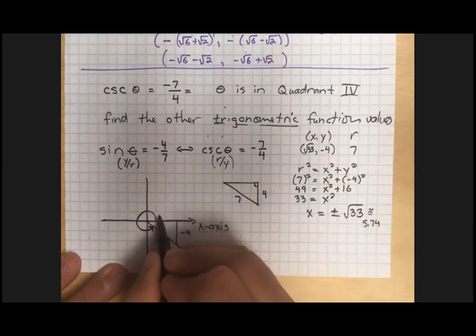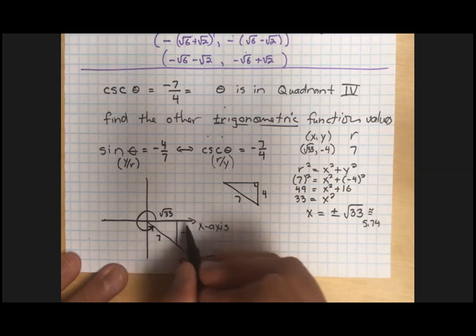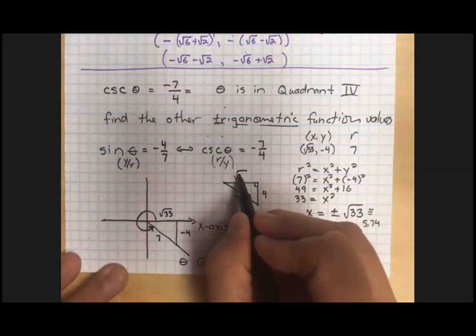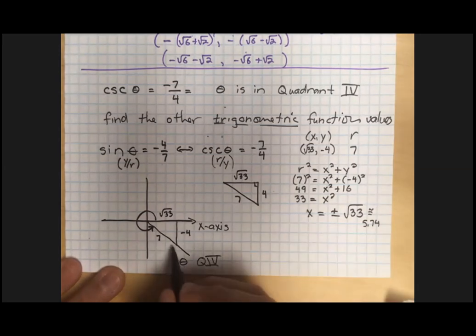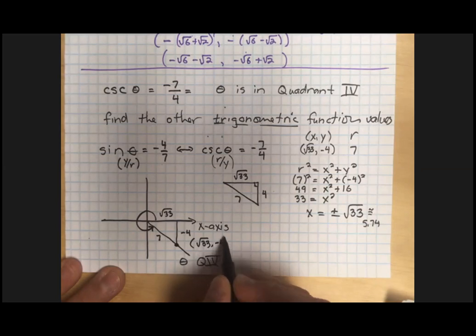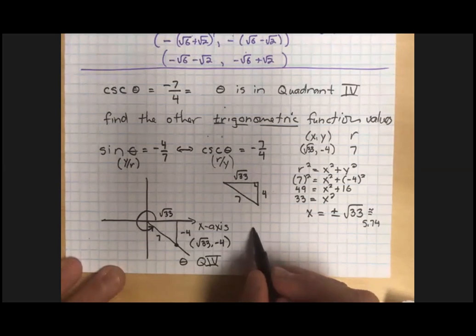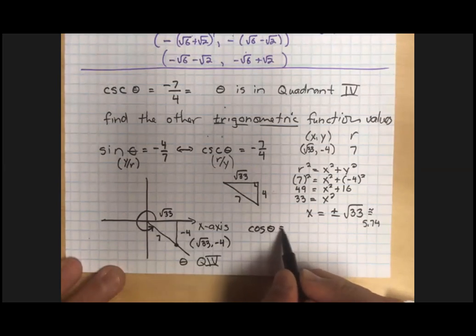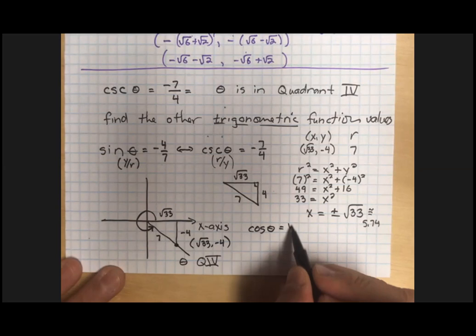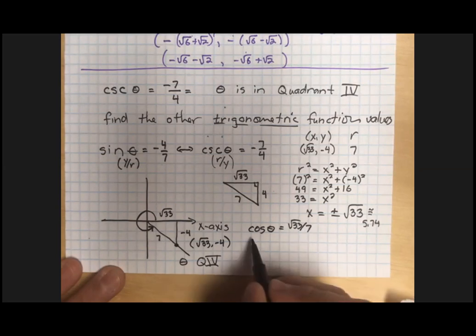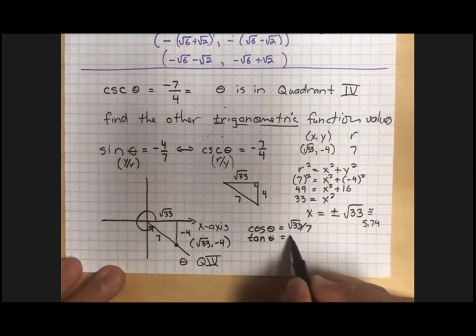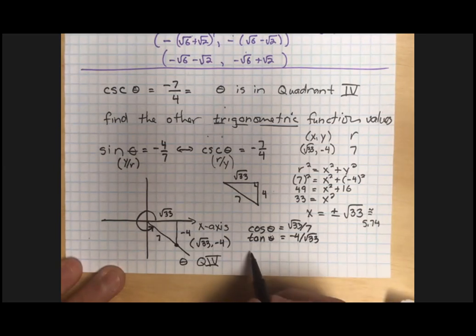And what did I just discover here? This side has to be root 33, or about 5.7. But now that I know that point, right root 33, down -4, now I can know all 6 values. What's the cosine of theta? X over r, root 33 over 7. What's the tangent of theta? Y over x, -4 over root 33. I'm not doing the rationalized denominator yet.